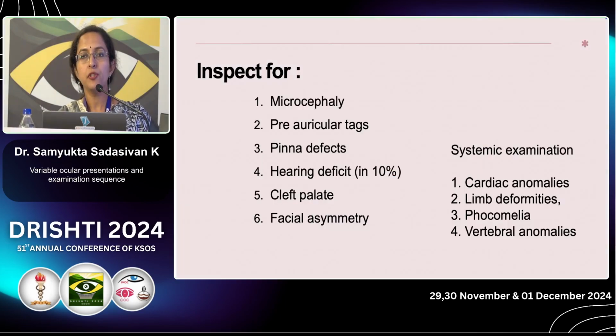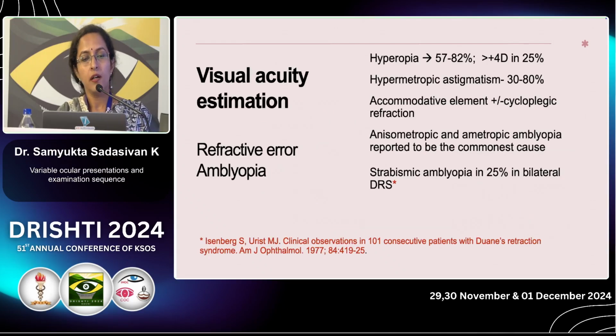So as you proceed with your clinical examination, inspect for these different things. Divya has already mentioned the coexisting anomalies, and give due importance to multidisciplinary referrals whenever you suspect a systemic association. So you proceed with your visual acuity estimation with age-appropriate methods of vision assessment. Hypermetropia, hypermetropic astigmatism constitutes the most common refractive anomaly. Accommodative element has to be ruled out by a cycloplegic refraction. You can reserve it to the end of your examination.